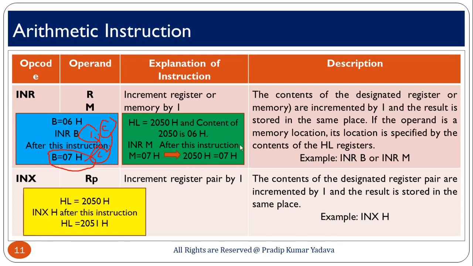Now, talking about INX, X represents a register pair. Here RP means register pair and we have 3 register pairs: BC, DE and HL. Suppose the content of the HL pair is 2050. When you execute this, basically it will increase the value of the pair by 1. So, here we get 2051.